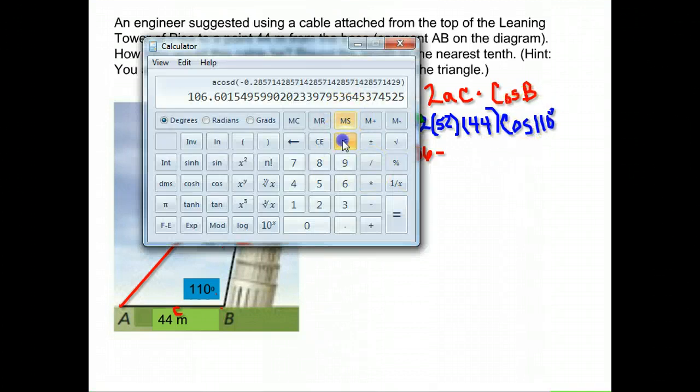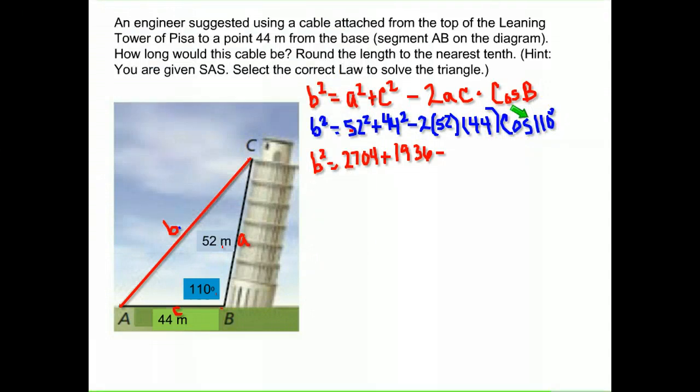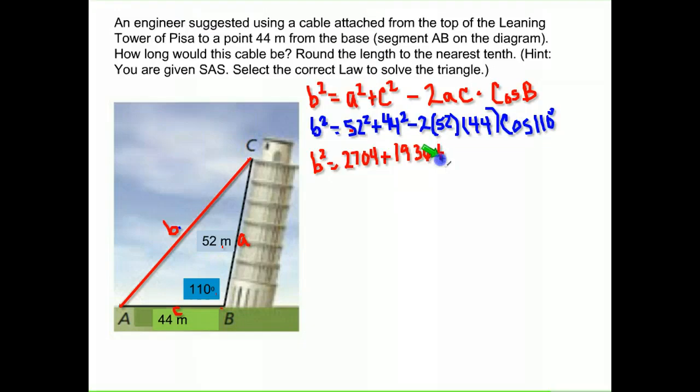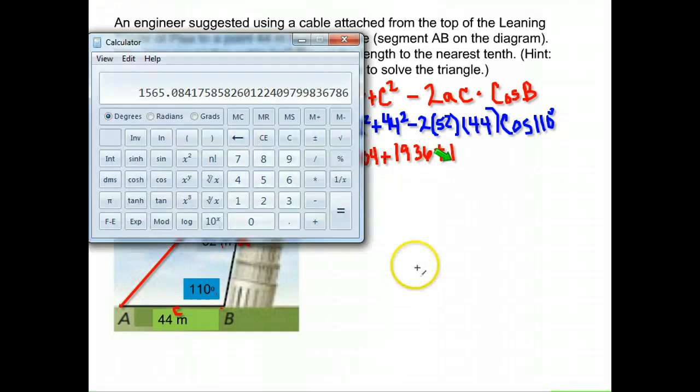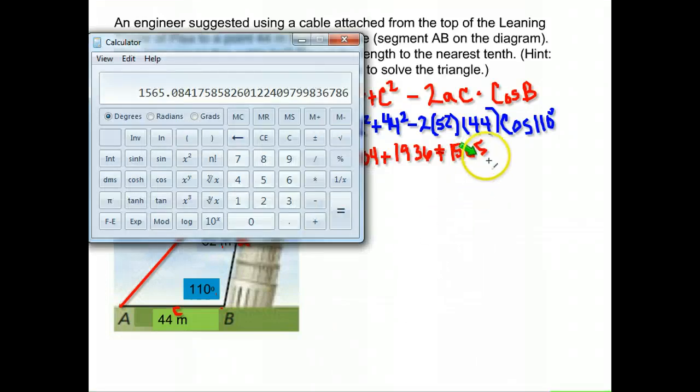I'm going to start with my cosine so I make sure I don't mess that up. So with my calculator, just regular cosine, I'm going to do the cosine of 110. So I put my angle in first, 110, and then push cosine. Then I need to multiply that by 44, so times 44, and times 52, and times negative 2, so times 2 with the negative. And I get a positive 1,565, put a couple decimals, 0.08.